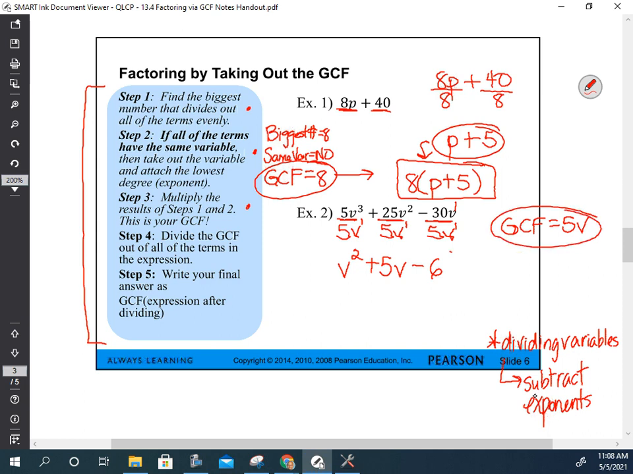So there's your greatest common factor. There's what you got after you divide it. So your answer is 5v, parentheses, v squared plus 5v minus 6.